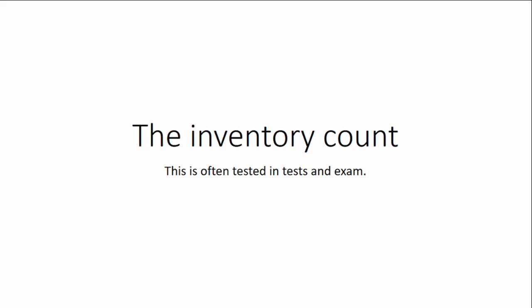It is a section that is tested in exams, but it's not necessarily tricky. It's just multiple iterations of basically the same thing. So if you can get it down the first time, you will not have issues with the rest of the inventory count. So let's have a look at the tests of control.